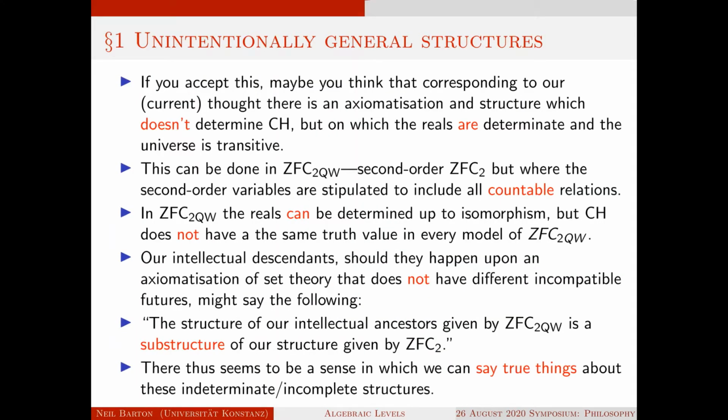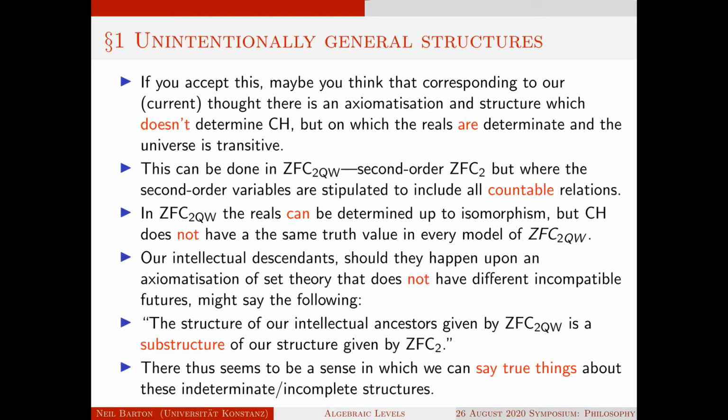Well, this is a controversial argument, but if you accept it, then perhaps you think that there's an axiomatization and structure which doesn't determine CH, but on which the reals are determinate and the universe is transitive. Maybe that should be what underlies our thought. So this could be done in something called ZFC in quasi-weak second-order logic. I'm not going to go into it too much. Basically, you let the second-order variables include all countable relations, and in this version of ZFC in quasi-weak second-order logic, you can determine the reals up to isomorphism, but CH can vary between different models.